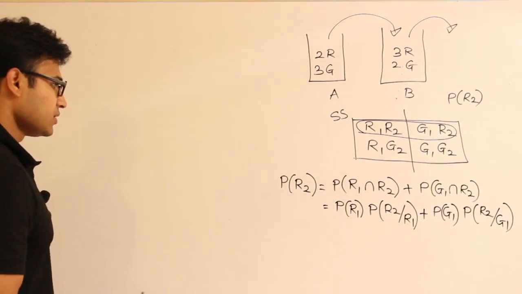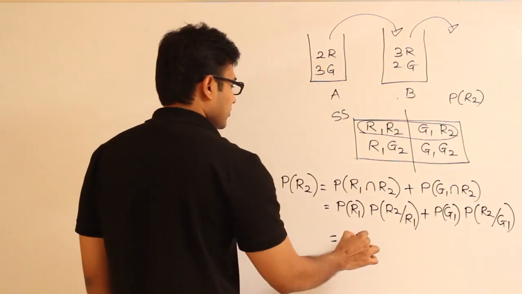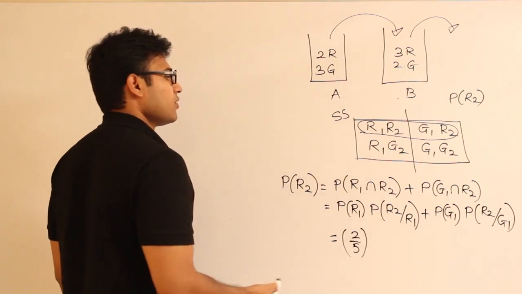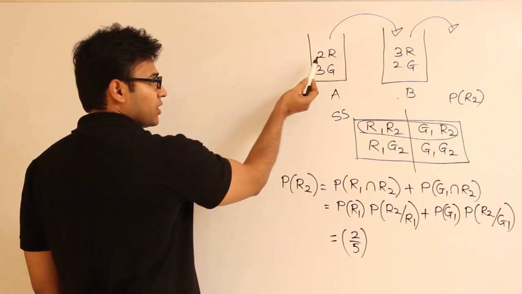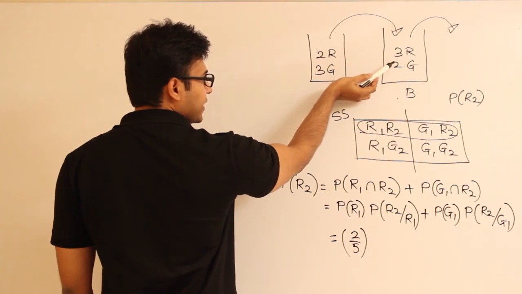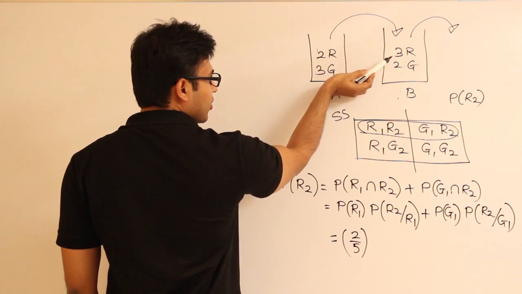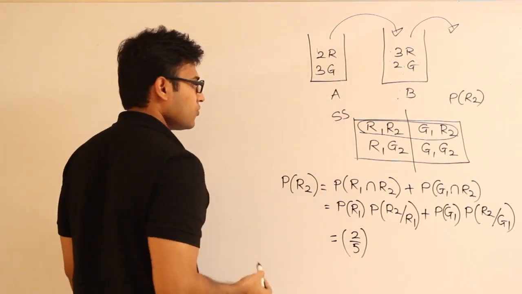And these numbers we can easily get. So what is the probability of getting a red ball from the first one? It is nothing but 2 by 5, right? So what is the probability of getting the red ball from the second one, given that we have got the red ball from the first one? In case we got the red ball from the first one, we are going to add it to this bag. Therefore, the number of red balls is going to be increased by 1. So the total number of balls is going to be 4 plus 2, and the total number of red balls is going to be 4.